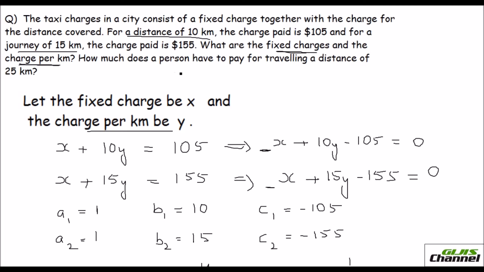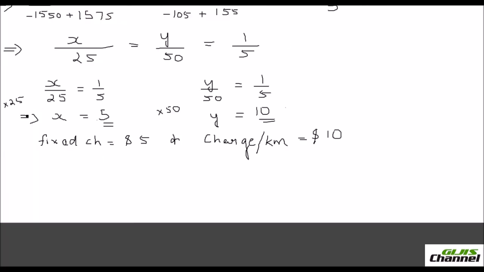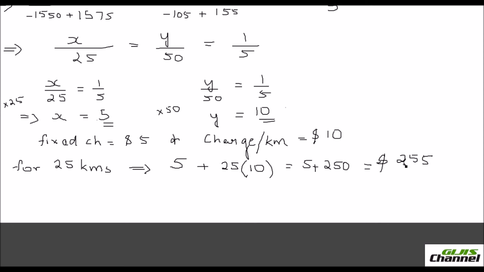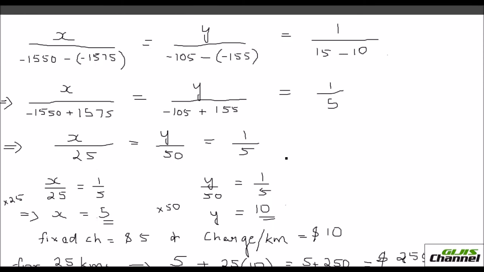Now, how much does a person have to pay for traveling a distance of 25 kilometers? Now he is going to travel for 25 kilometers. So, for 25 kilometers, he will have to pay, your fixed charge is 5 plus 25 kilometers times the charge per kilometer, which is 10. So that would be 5 plus 250, right? So that is $255. Is that clear?